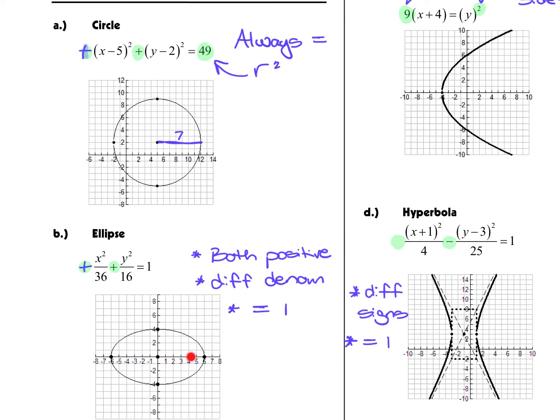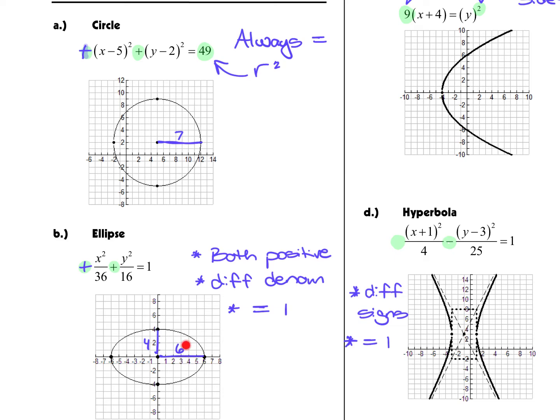So our left-right here, we can see on our graph, from the center is a 6, and our up-down from our center is a 4. Now, these two numbers are in fact connected to these denominators. Just like on our circle, our right-hand side was our radius squared. On our ellipse, our denominators are going to be these distances squared. So our up-down distance was 4, our vertical distance was 4, and if I square that, I get 16.